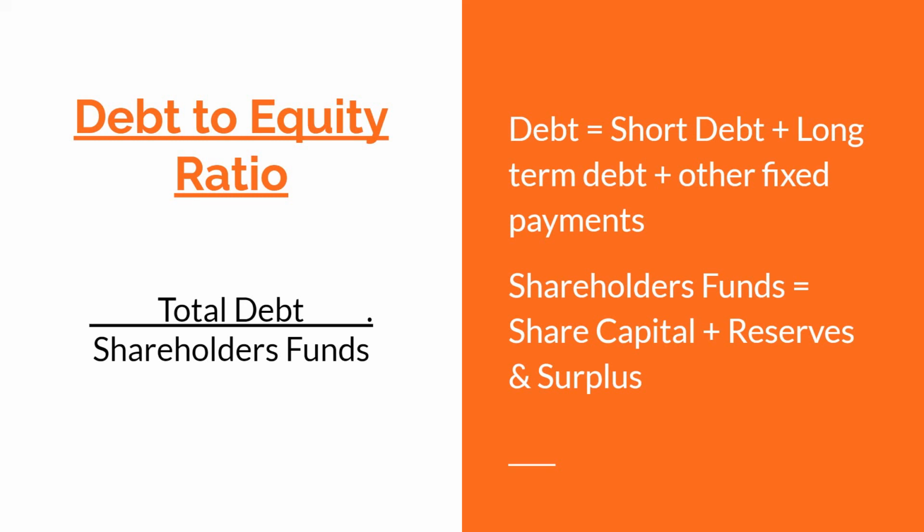So let's suppose your debts are 1 lakh and your shareholders' funds are only 50,000. So your debt to equity ratio becomes 1 lakh divided by 50,000, which becomes 2:1. So here half of your debts are secured by shareholders' funds, which gives a good impression.